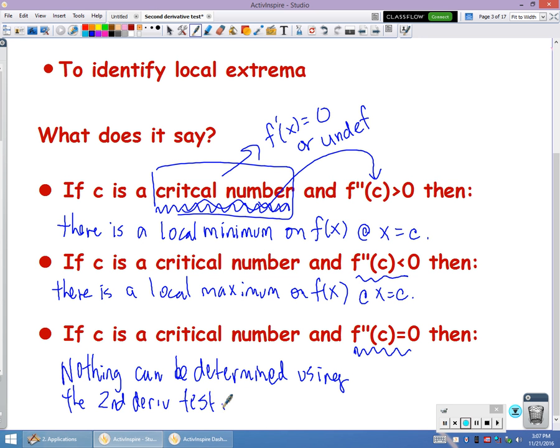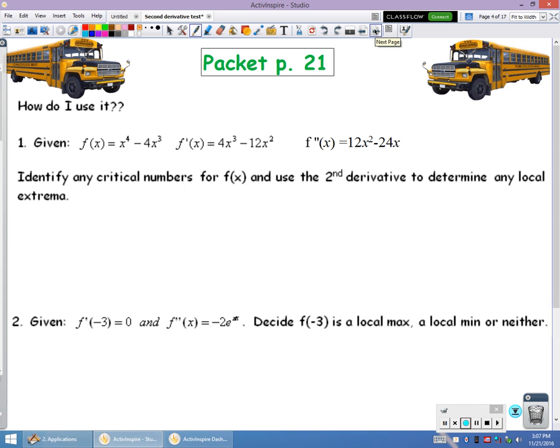Now, a logical question that would arise would be, well, if we have to go through the first derivative to get to the second derivative to use the second derivative test, and we have to use the first derivative to get critical numbers anyway, why wouldn't we just use the first derivative from the get-go and not worry about the second derivative? I'll demonstrate a case and a time where you would actually need to know the second derivative test. So let's take a look at how to use it.